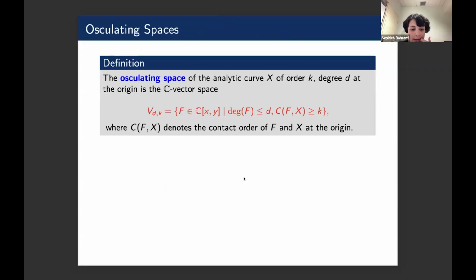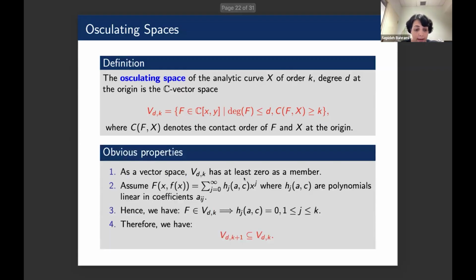and now let's talk about osculating spaces. So the osculating space of an analytic curve is the vector space of polynomials that have a specific degree and contact order with the curve at the origin. So formally, we define the osculating space V_{d,k} as the space of the polynomials f(x,y) of degree d that have contact order at least k with the curve. And an important property of osculating spaces is that they are nested. As you see here, V_{d,k+1} is a subset of V_{d,k}. So this means that as the contact order increases, the osculating space becomes smaller.